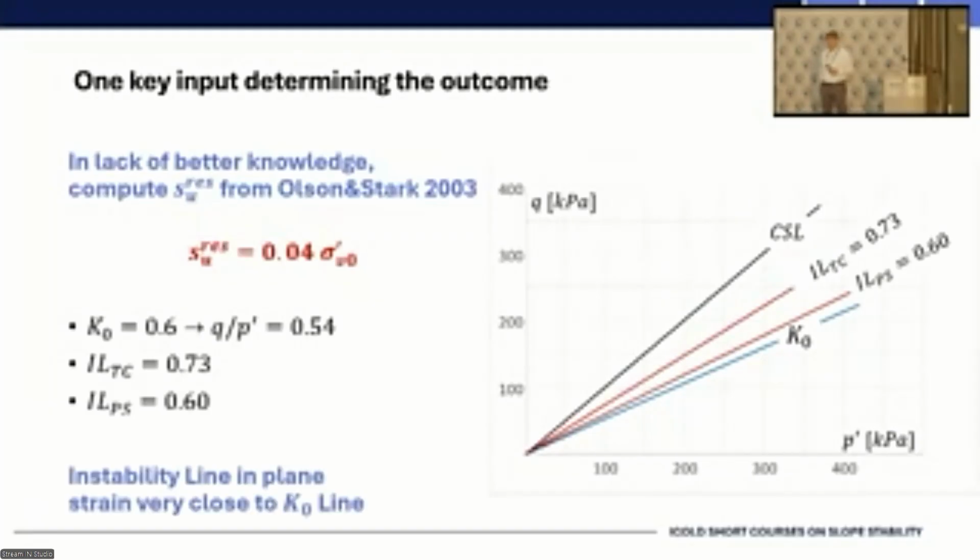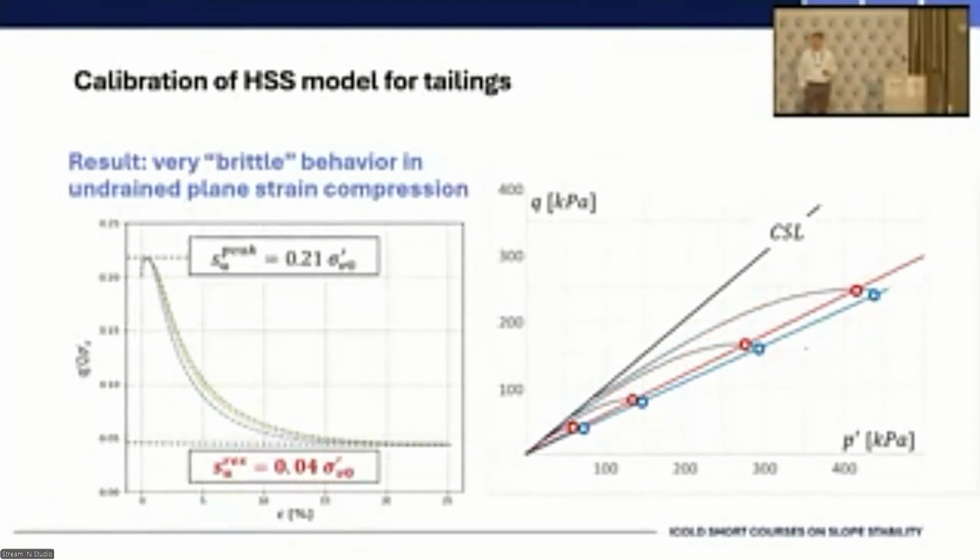You know what it means? It means that the instability line in plane strain is very, very close to the K naught line, which means that even points that are far away from the slope can easily come across the instability line. So you do some element test simulations to reproduce both the peak and the residual undrained shear stress ratio. Both of them are input parameters to us. We were provided with those, it was not part of our elaboration. And this is the brittleness that you get for a range of confining stresses.